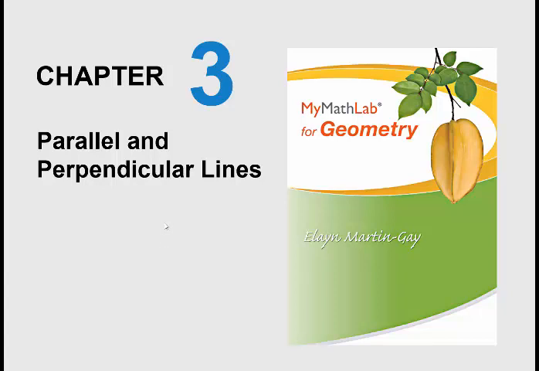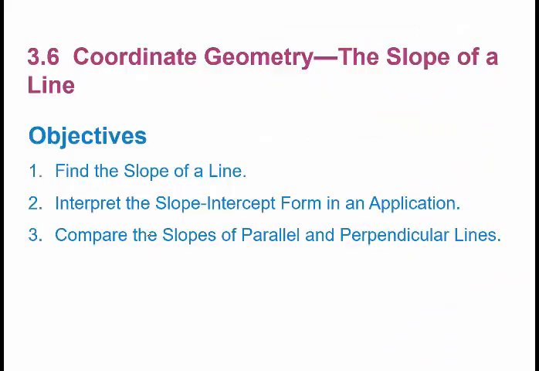Hi class, we continue in chapter 3 talking about parallel and perpendicular lines, and we're going to move into section 3.6. This is going to be our first section on coordinate geometry, and what we're going to talk about is the slope of a line. We have three objectives in this section, and this video is going to be a little bit longer than a lot of the previous ones.